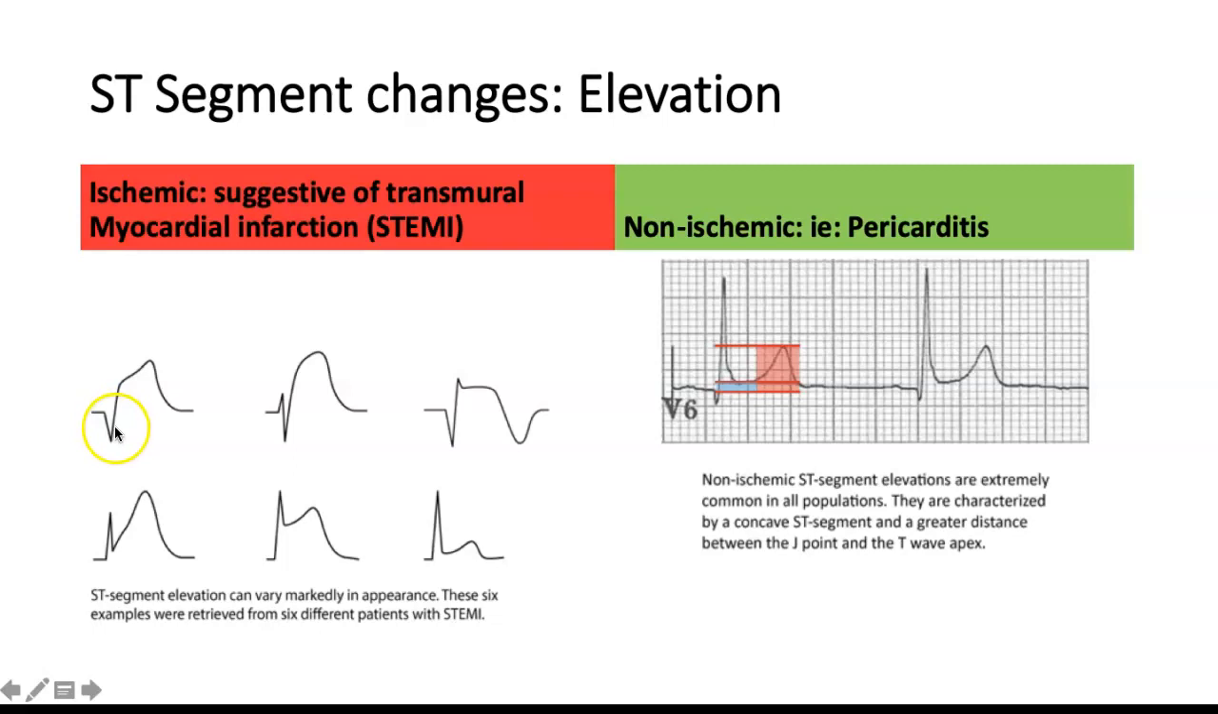You'll hear classically the reference to tombstones. And so these are ST segments that appear to look like tombstones. This one here, this one, as well as this waveform down here. Non-ischemic patterns, such as pericarditis, tend to have a concave upward appearance to the ST segment.